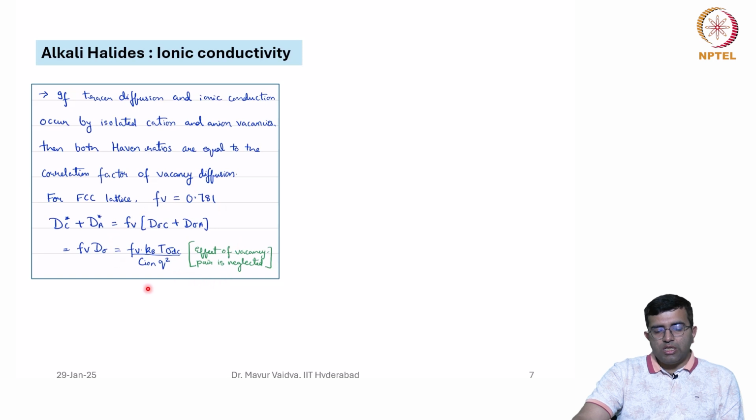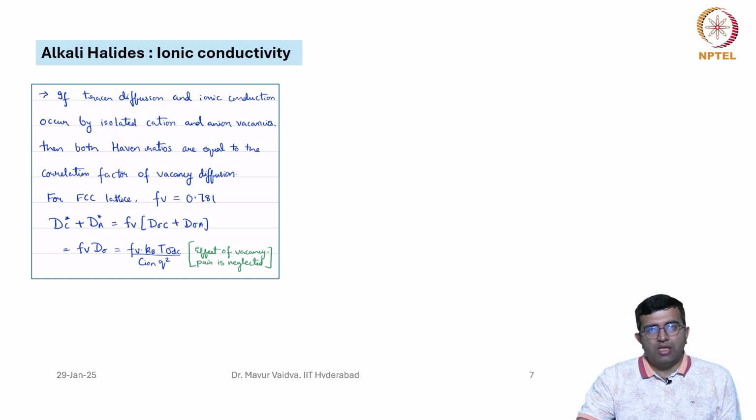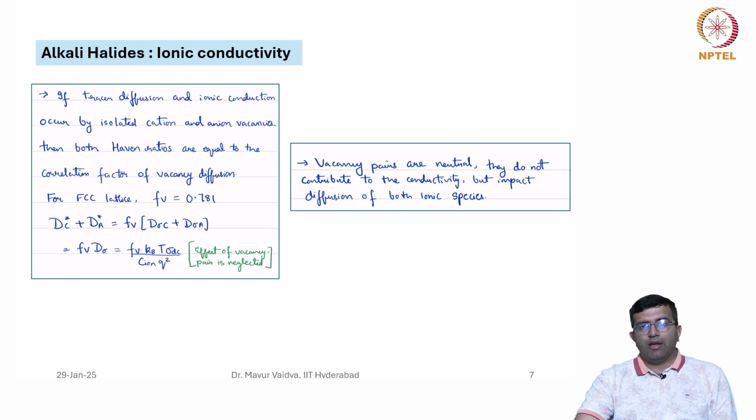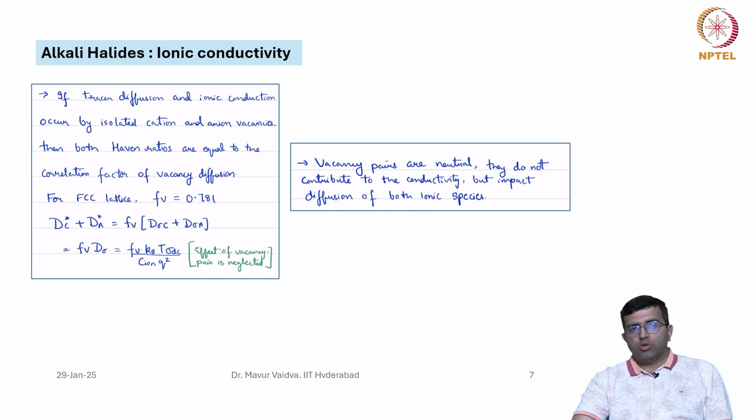So, here this equation neglects the effect of the vacancy pair. That is why we said isolated cation and anion vacancies. Again, like previously mentioned, vacancy pairs are neutral, they do not contribute to the ionic conductivity, but they do contribute to the diffusion of both the ionic species.